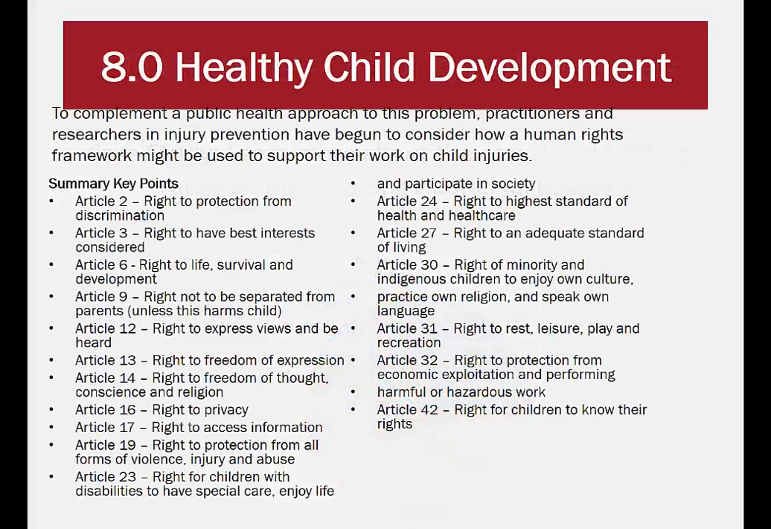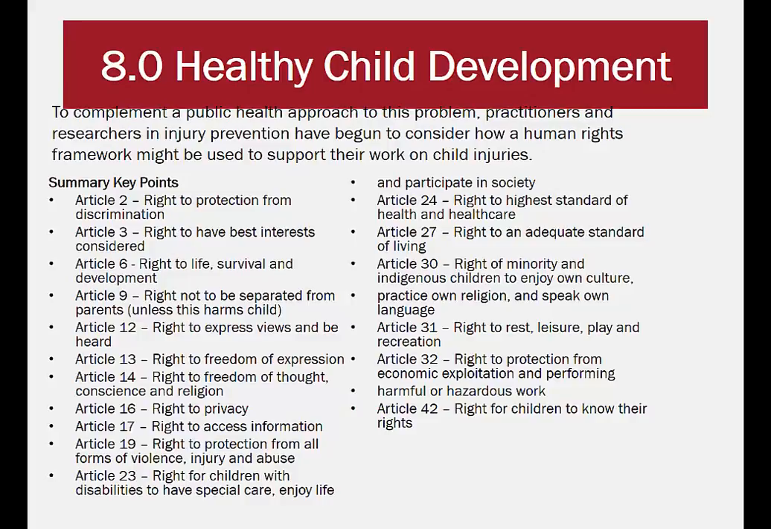Healthy child development is an important social determinant of injury, as injuries are a leading cause of disability and death of children in Canada. To complement a public health approach to this problem, practitioners and researchers in injury prevention have begun to consider how a human rights framework might be used to support their work on child injuries. They have done this by specifically exploring how the United Nations Convention on the Rights of the Child, or UNCRC, might guide their ongoing studies of the problem as well as interventions in the field.